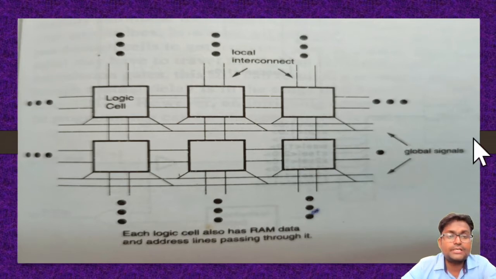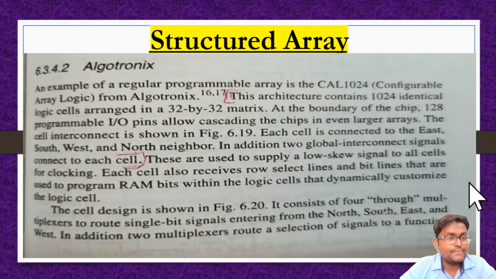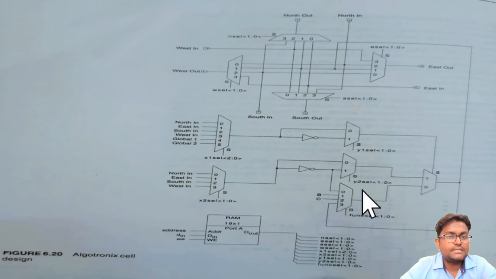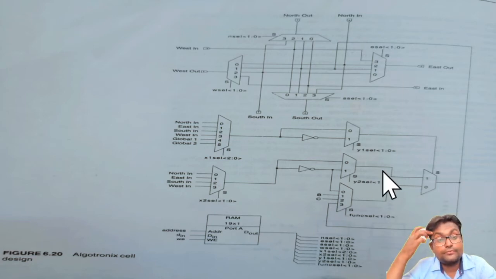We can also say the input output cells, the input output terminals, are present in the boundaries of these logic structures. Okay, the theory portion is mentioned here. You can study this theory portion. Now, I have made an internal structure of these logic cells. This one is the internal structure of a logic cell.